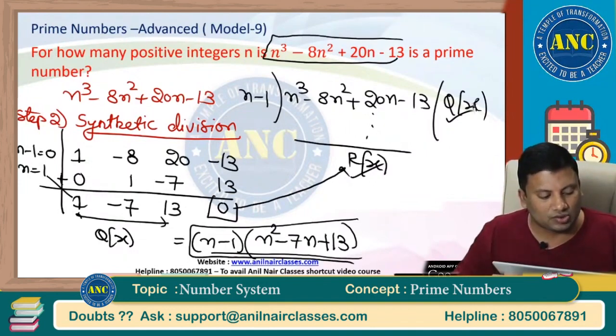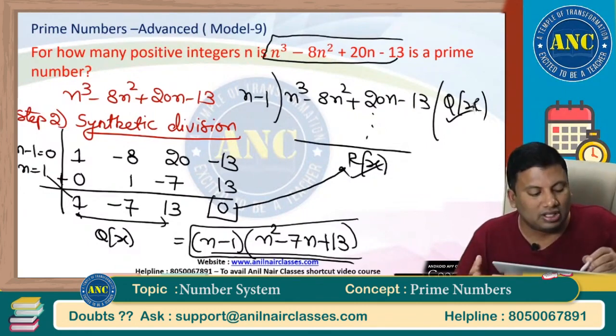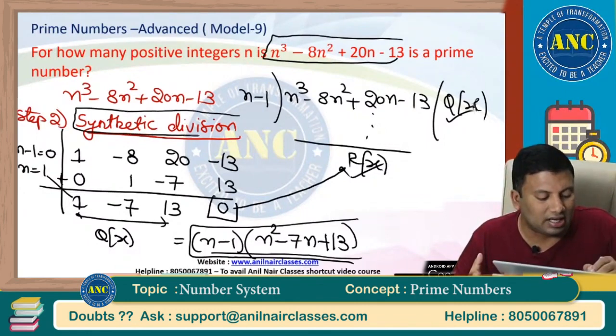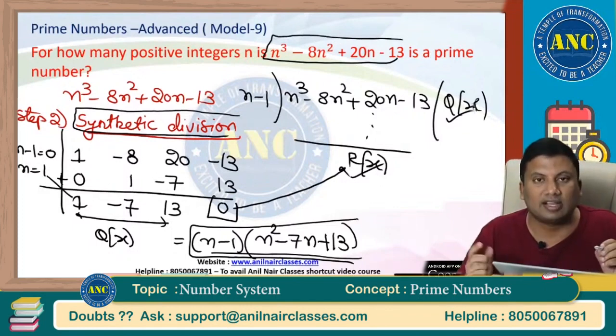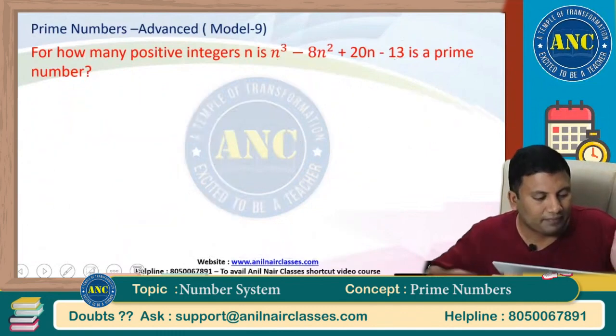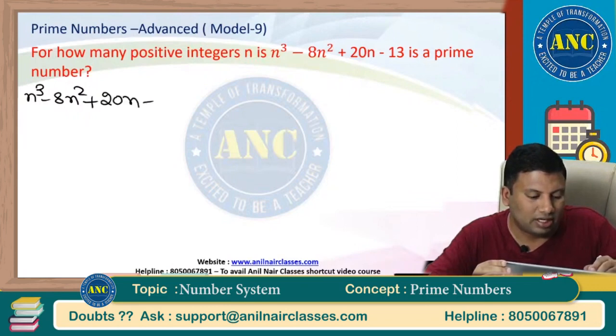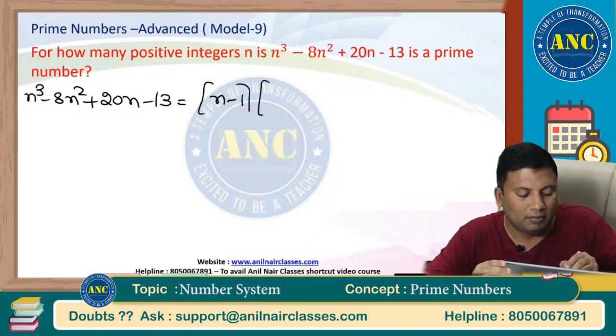So, n minus 1 is a factor. Remaining, it is nothing but... To determine this, synthetic division helps us in determining the quotient as well as the remainder. Now see here. This is nothing but n cube minus 8n square plus 20n minus 13. It is nothing but n minus 1 into n square minus 7n plus 13.